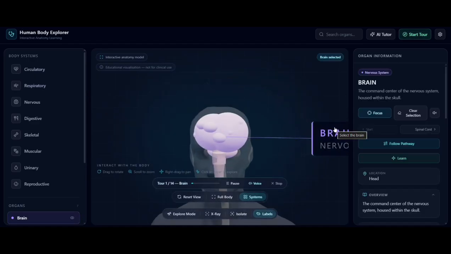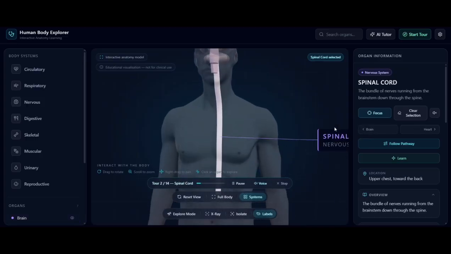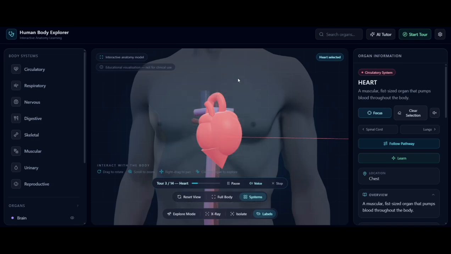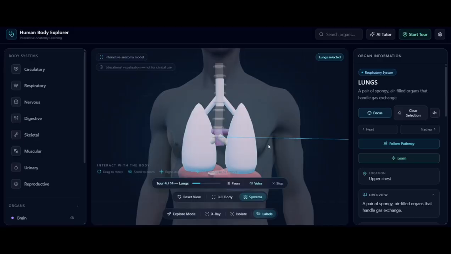This is the brain. Processes sensory information, controls voluntary and involuntary actions, and is the seat of thought, memory, emotion, and language. This is the spinal cord. Carries signals between the brain and the rest of the body, and handles reflexes on its own without waiting for the brain. This is the heart. The heart is a muscular organ that pumps blood through the pulmonary and systemic circulation. This is the lungs. Bring oxygen into the bloodstream and remove carbon dioxide through the process of breathing, respiration.